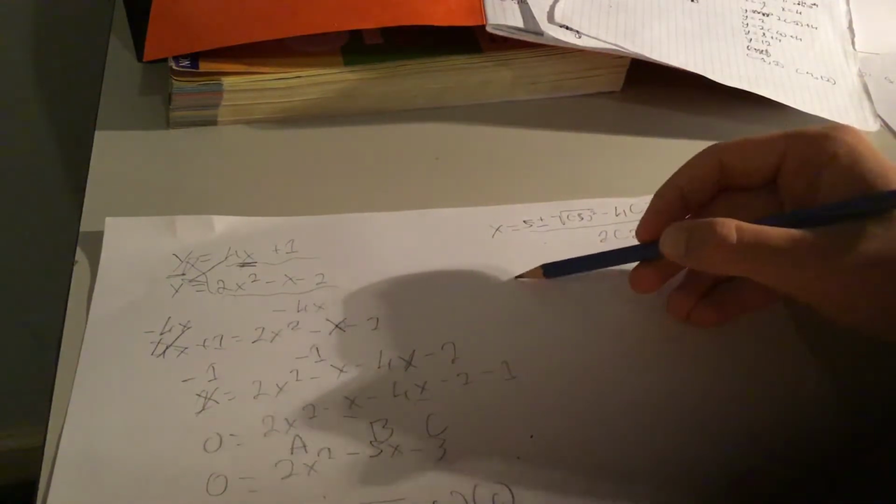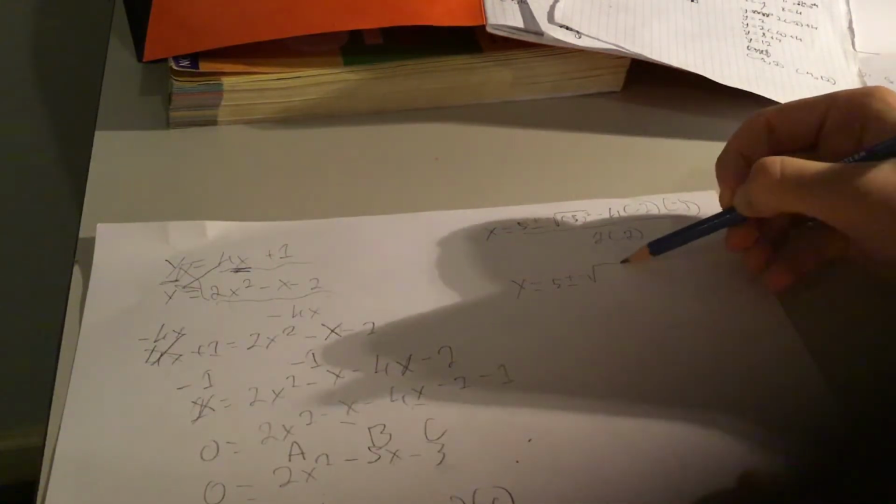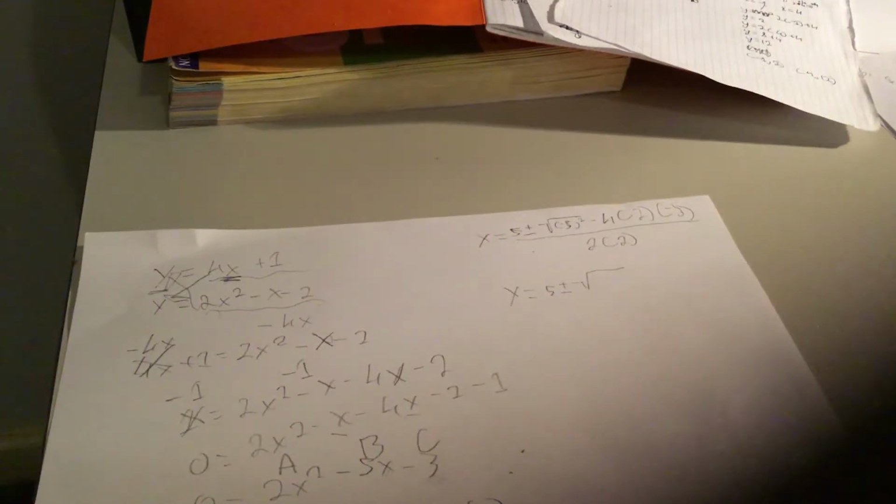Alright, so moving on, we can just start to solve. We can't do anything with the 5 plus or minus yet. In the square root, we have negative 5 to the power of 2. A negative number squared is always positive. If you square any number, it's always positive.